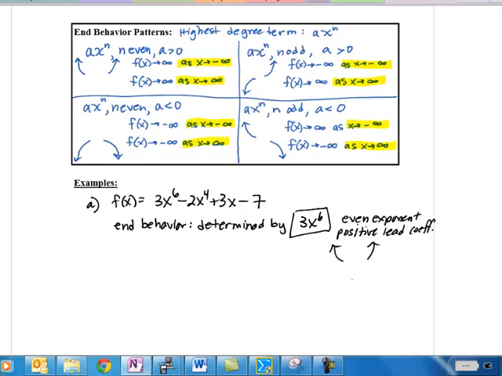So we want to write it in symbols. So what's going on as x goes to negative infinity? Think of left. What's going on as x goes to infinity? Think of right. And we want to fill in, here's what f of x does. In this case, f of x is positive, unbounded in both directions. So the function values are going to positive infinity, both as we move left unbounded and as we move right unbounded.